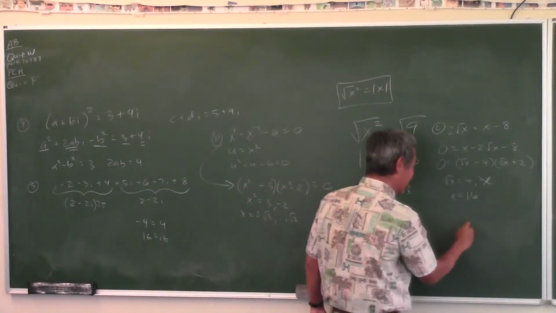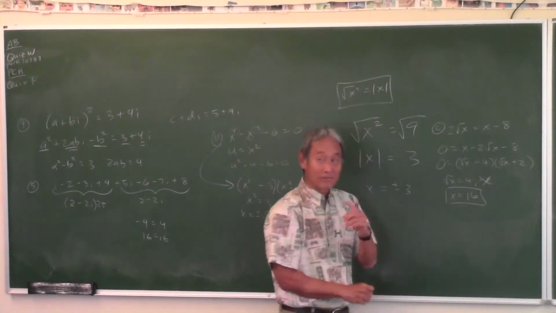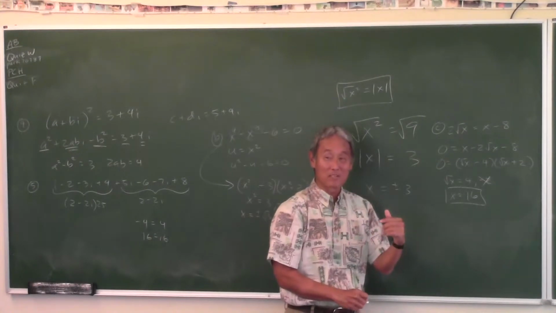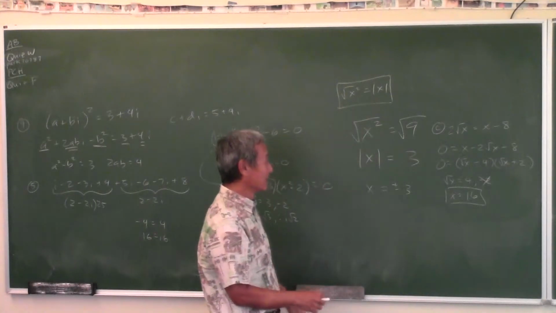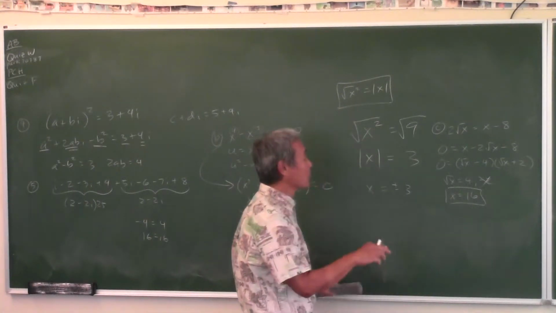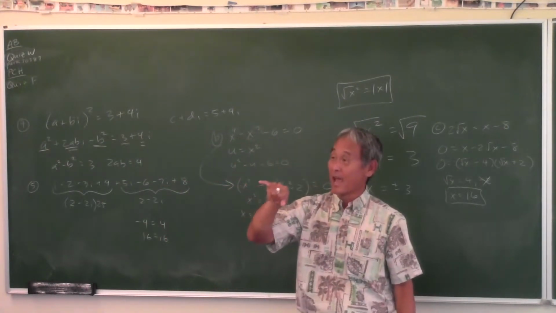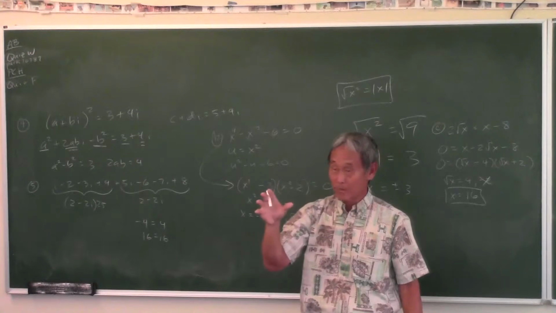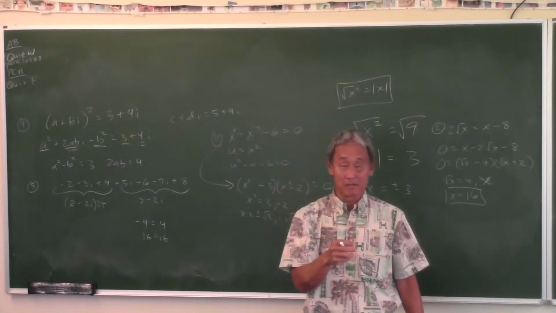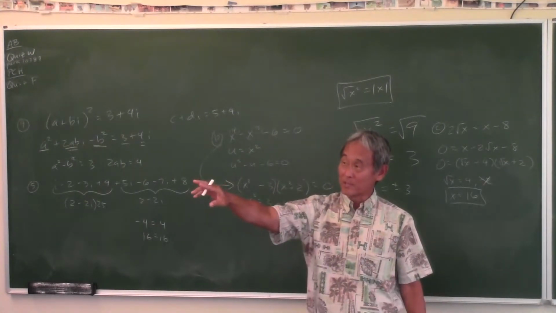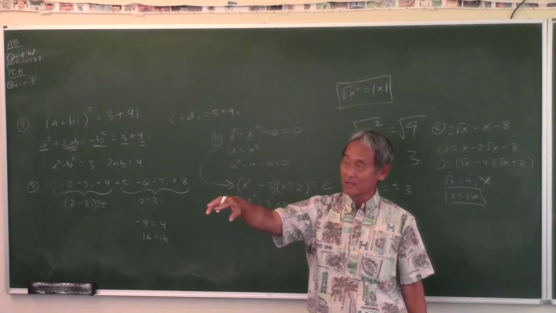It's 16. And you know why I don't have to check my answer? Because I didn't square both sides. You can do whatever you want, but you just gotta remember, when you do problem 6D and 10, when you square both sides, you gotta check your answers. So do you see the difference between 6D and number 10?